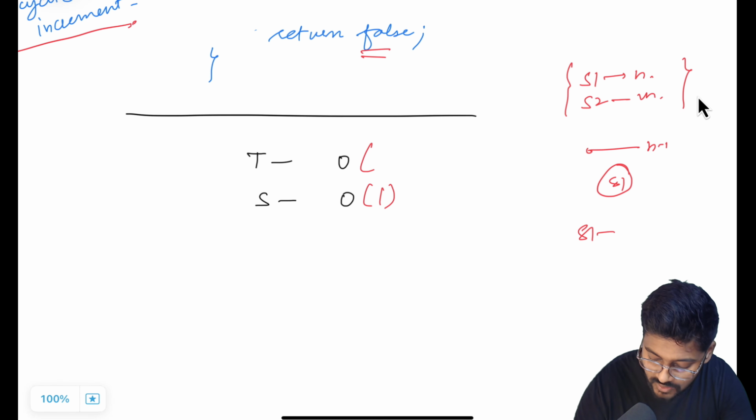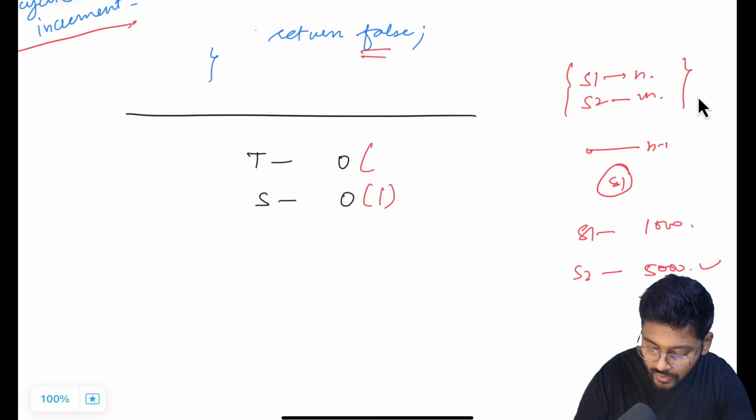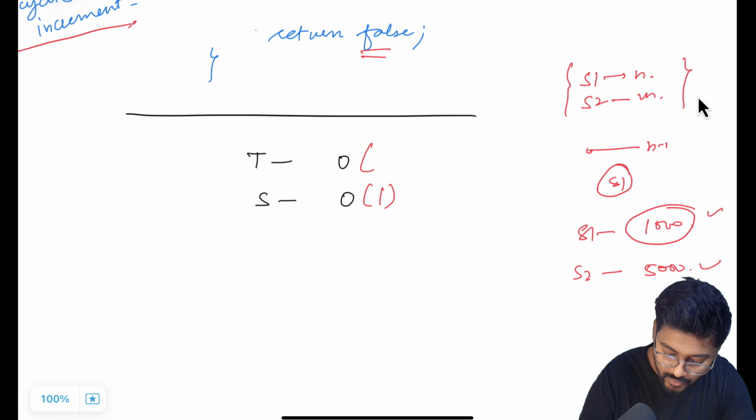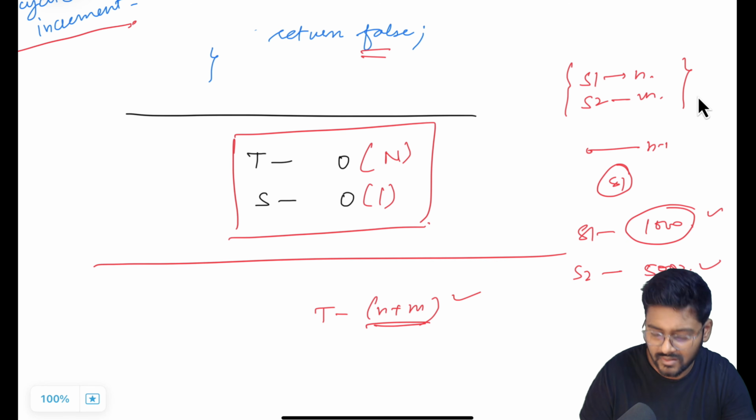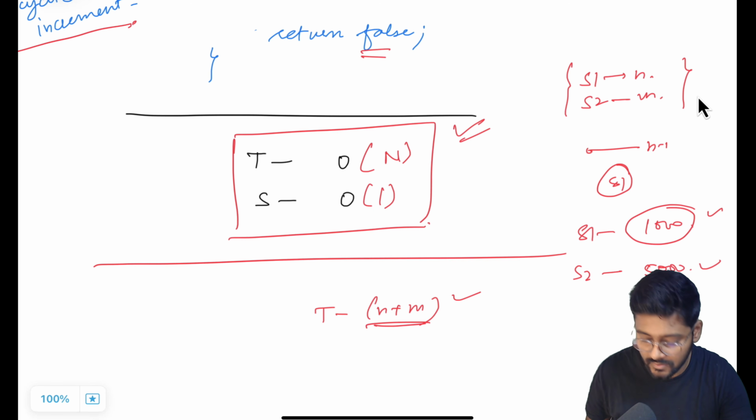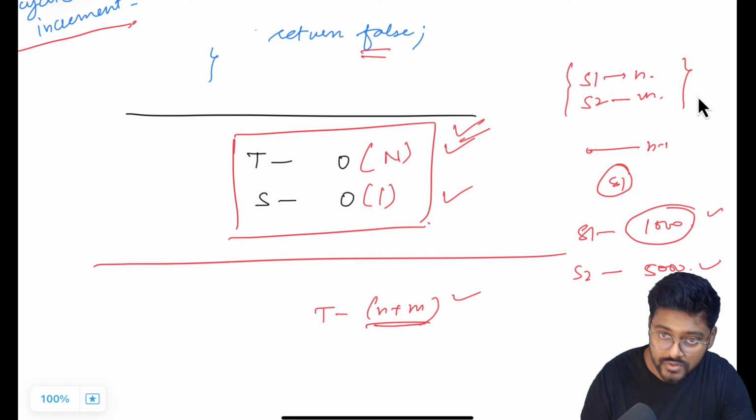Let's say string 1 is of 1000 length and string 2 is of 5000 length. We are doing 1000 iterations. So it will be order of n. In some cases you will see that the time complexity is order of n plus m. That is also fine. It is linear. Whether it is n or n plus m, it is a linear time and constant space.